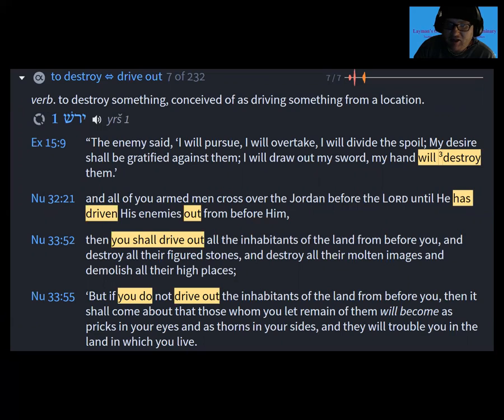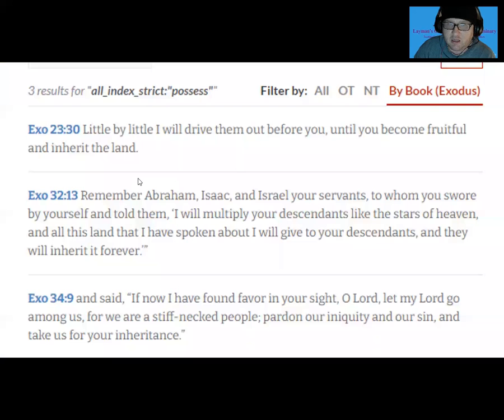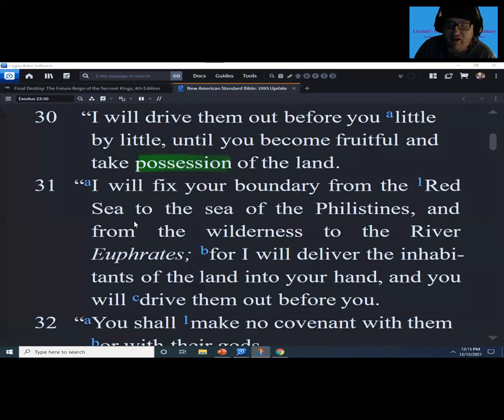So going back to Yarash, it's interesting that, as I explained, it can mean to destroy in the sense to drive out. Let's see. I might have had that slide in the wrong place, but okay, this is more talk of the firstborn imagery. Here once again, here's Bible.org. This one is for looking for the word possessed, or the conceptual stuff, and these are the passages that came up for that. I will drive them out before you. Oh, there it is right there. To drive them out before you little by little until you become fruitful and take possession of the land. So you've got both concepts involved right there.